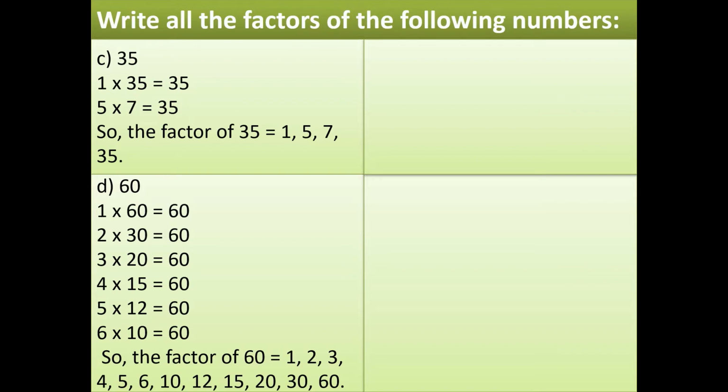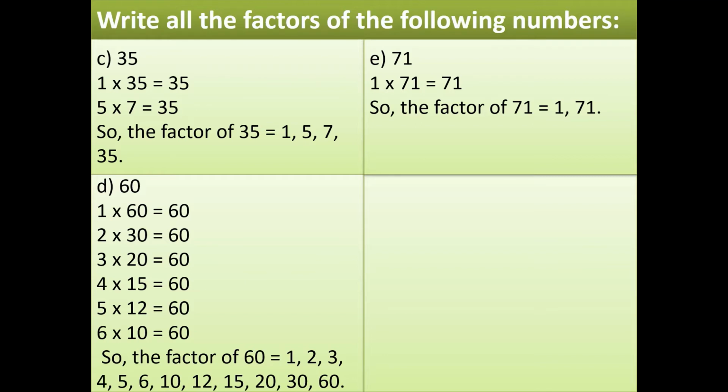Find the factors of 71. Think of all the possible combinations of 71. Always start listing the factors with 1 and the number itself. So 71 can be written as 1 multiplied by 71 is equal to 71. But 71 is not divisible by any number other than 1 and 71. So the factors of 71 are 1 and 71. Let's take the next question.